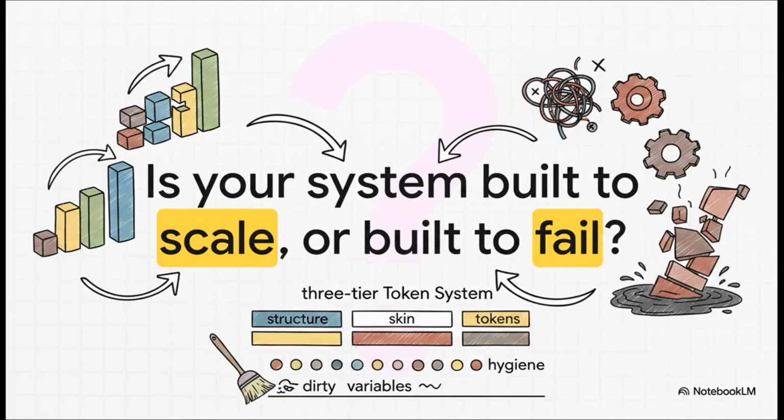If you're out there duplicating components, hard-coding hex values, and just crossing your fingers every time you swap themes, it's time to rethink your architecture. Implement that 3-tier token system, clean up your variable hygiene, and separate your structure from your skin.